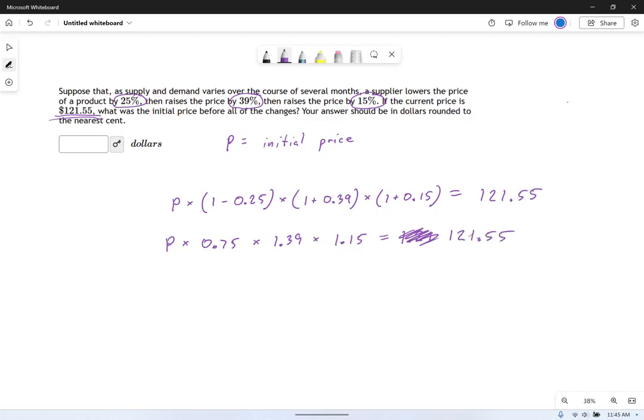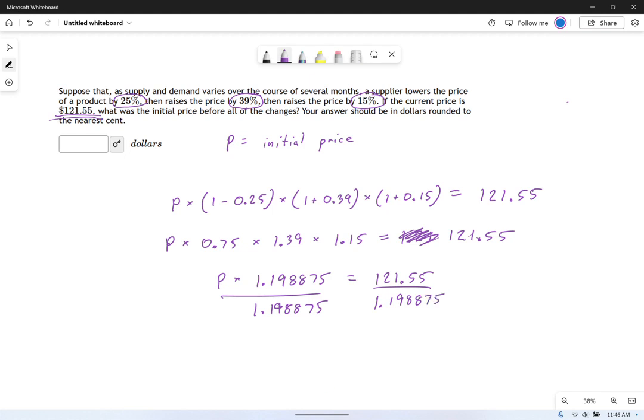And I'm going to start combining terms on the left. Let's see, I'm going to use my calculator, and I'm going to punch into the calculator 0.75 times 1.39 times 1.15. And I get this. P times 1.198875. Double checking. 1.198875. Good. And that equals 121.55. So now all we have to do is divide by that kind of wacky decimal there. Divide that on both sides, and we'll have our answer.